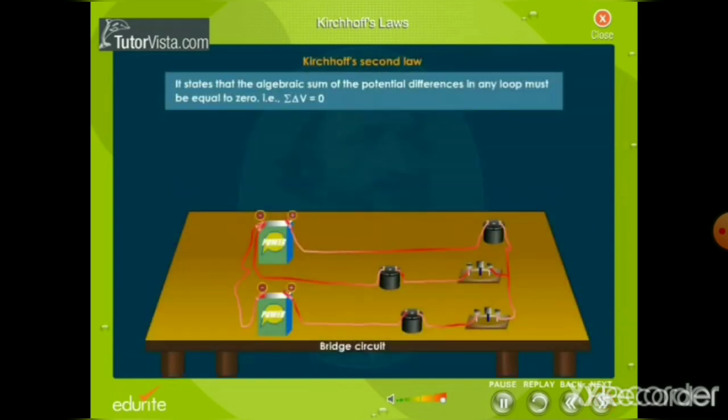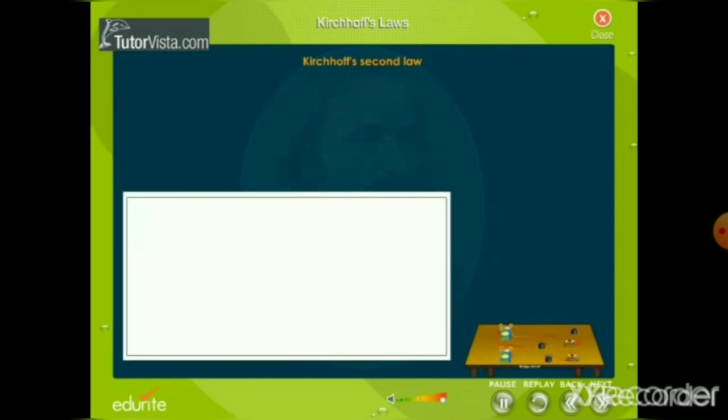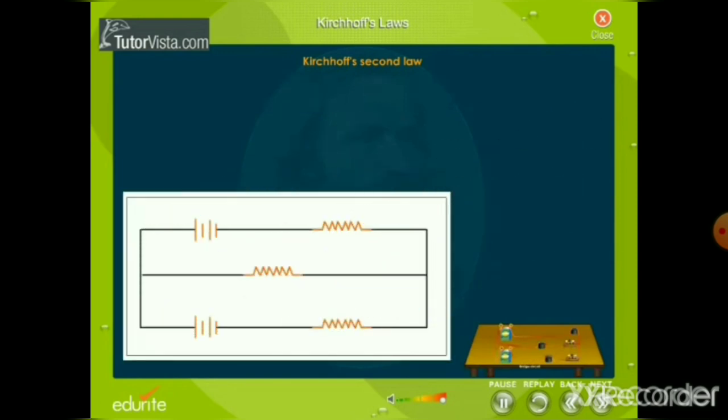Kirchhoff's second law. It states that the algebraic sum of the potential differences in any loop must be equal to zero. That is, the sum of the EMF of the sources of energy in the circuit and the potential drop across the resistive elements is equal to zero. Let us see how the loop rule is used to solve the given bridge circuit. First, draw a circuit diagram to represent the circuit. Mark the direction of flow of current through each branch of the circuit. Then apply the sign convention.